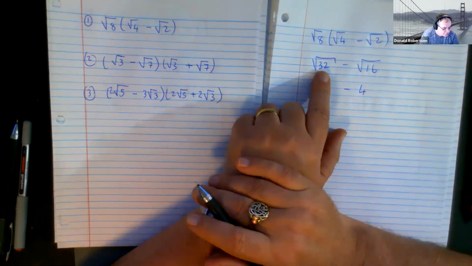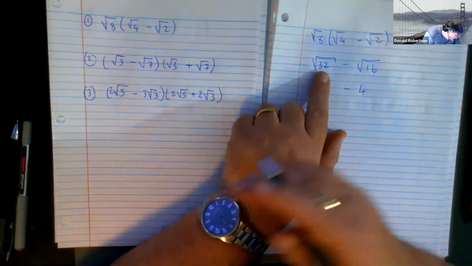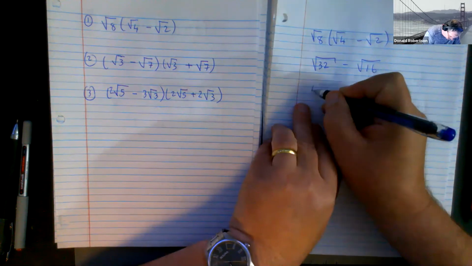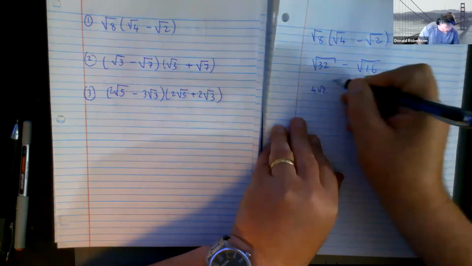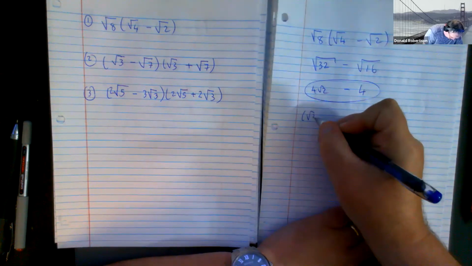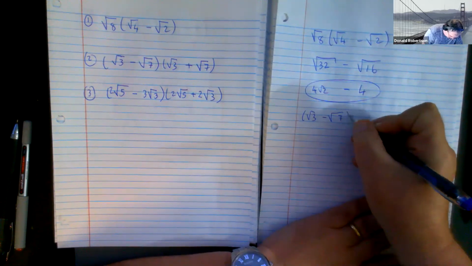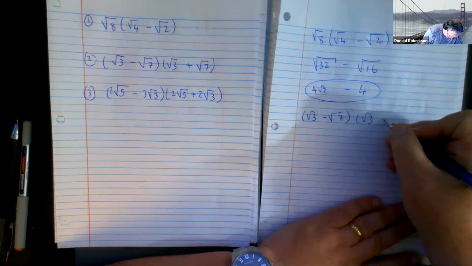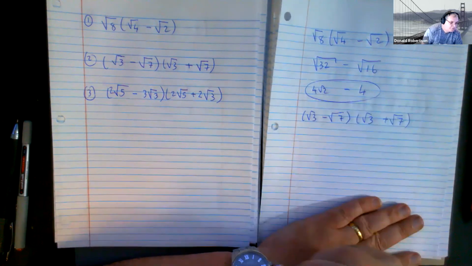Anybody got an idea? What's 32 going to simplify with? 16 and 2. Correct. So if you do 16, you end up with 4 root 2. And that's a very nice answer. I think this one's very, very nice. Although be careful with the sign here.